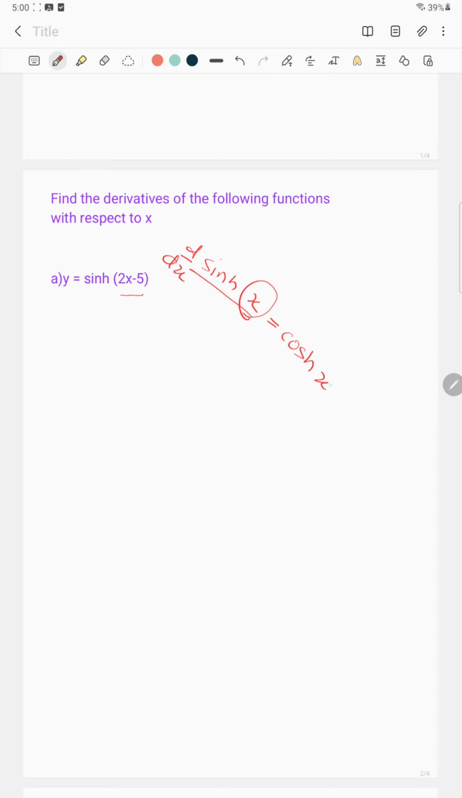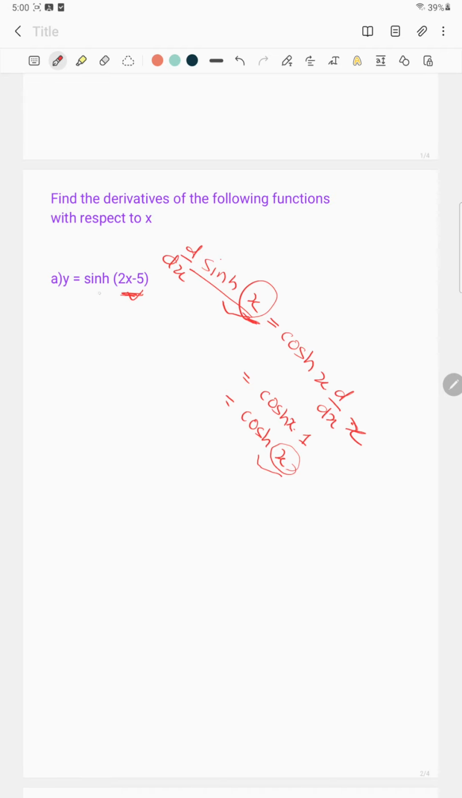Let's say you want to differentiate x, so d/dx of x, we get cosh x times 1, which means that we still only get cosh x. That's why when we differentiate sinh x, we will get cosh x. Nothing to differentiate for x because it is in the simplest equation. x is the simplest equation, but this one, 2x minus 5, is not in the simplest equation. We can differentiate 2x minus 5.